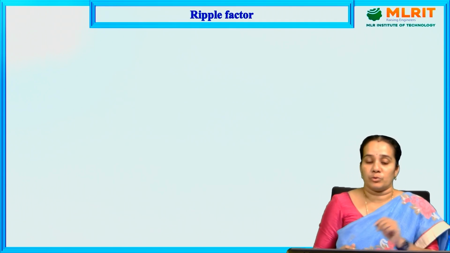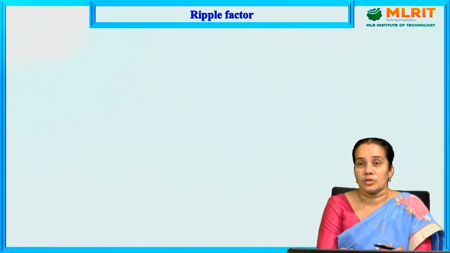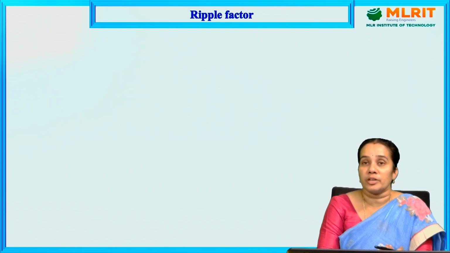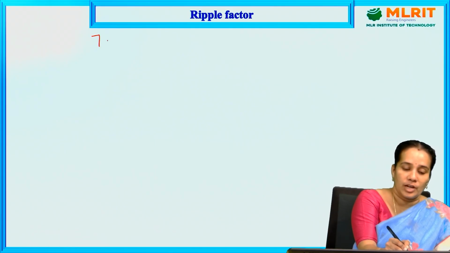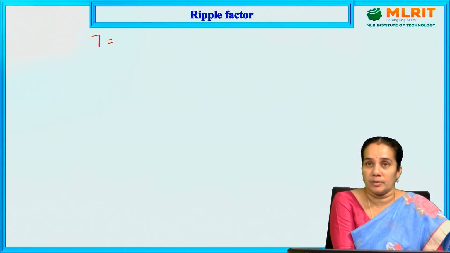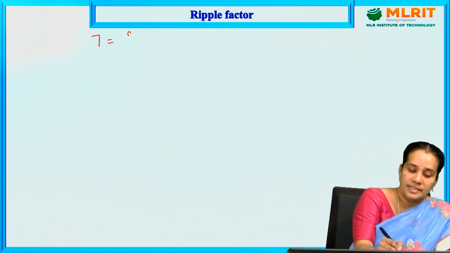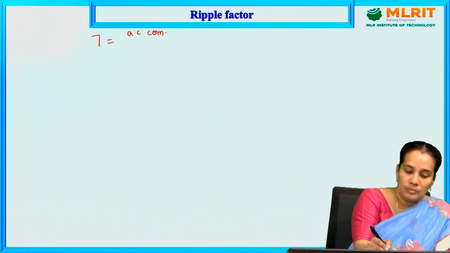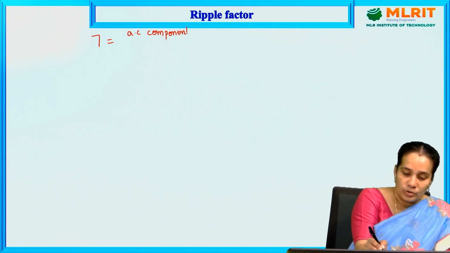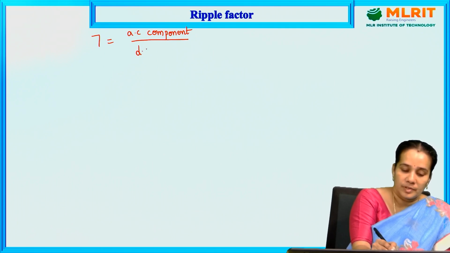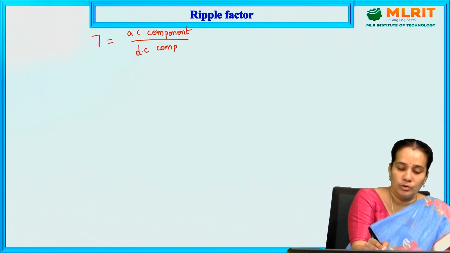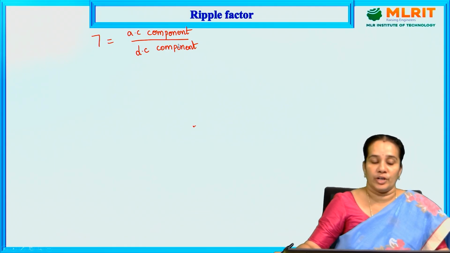Next, we have to discuss the ripple factor. Ripple factor means we have to find out the ripples. Coming to the rectifier, the rectifier output is not a pure DC value. It contains some ripples. So here we have to calculate the ripple factor. Ripple factor is denoted with the letter tau. What is the definition of the ripple factor? It is the ratio of AC component to DC component.